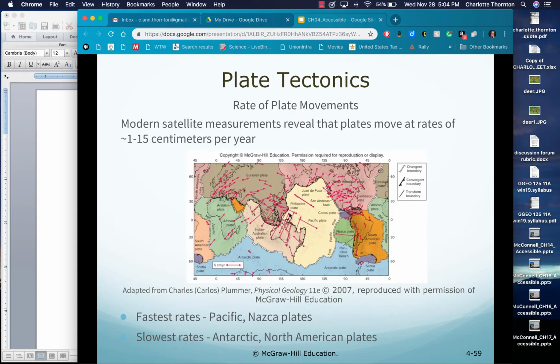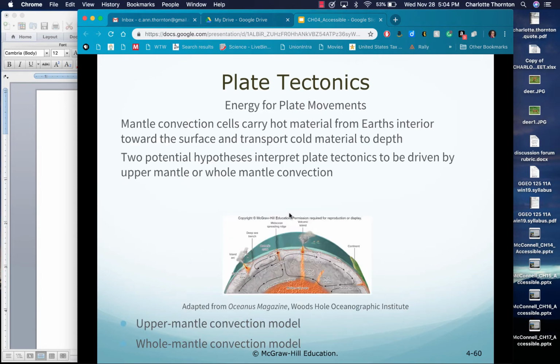Modern satellite measurements reveal that plates move at rates of between 1 to 15 centimeters per year. The fastest rates are the Pacific and the Nazca plates, and the slowest are the Antarctic and the North American. Mantle convection cells carry hot material from Earth's interior toward the surface, and transport cold material to depth. Two potential hypotheses interpret plate tectonics to be driven by the upper mantle or the whole mantle convection.